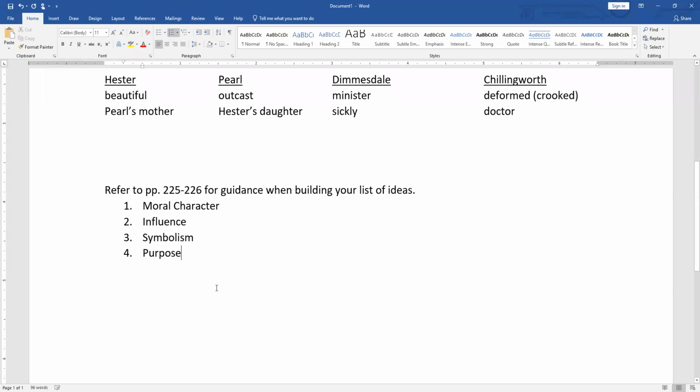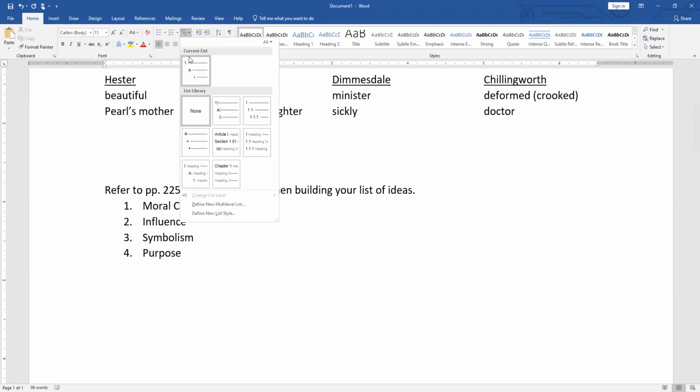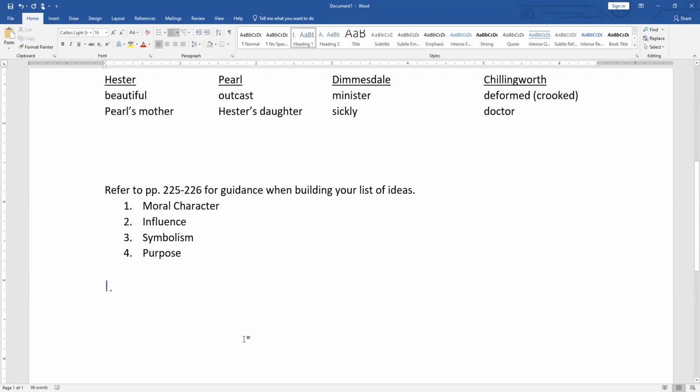Okay, so let's say you write your outline. Your first one is always a Roman numeral. So let's say this would be Hester. Then your 2 points under Hester are that she is beautiful and that she wears the Scarlet Letter.